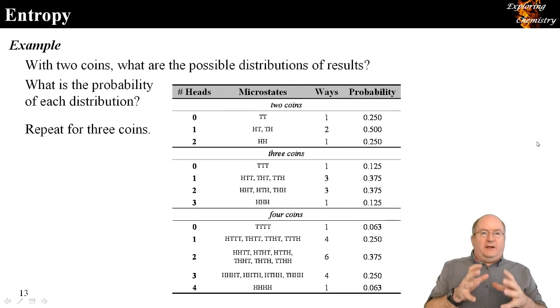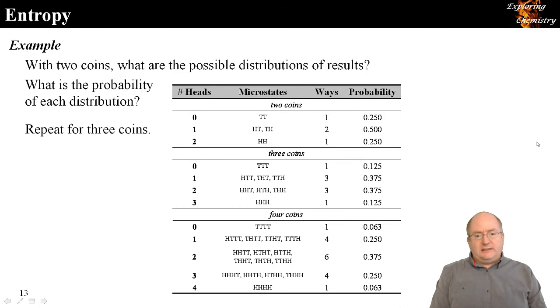Those individual outcomes are called microstates. Both heads is a microstate. Both tails is a microstate. One head, one tail, one head is a microstate. So there's a number of ways in which we can get all those possible microstates.